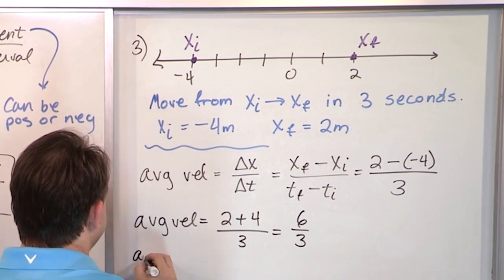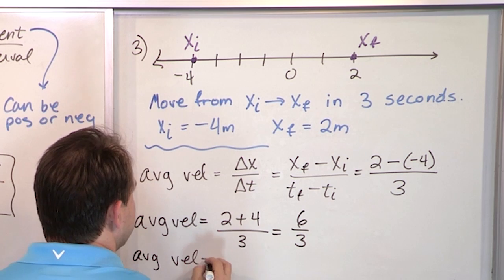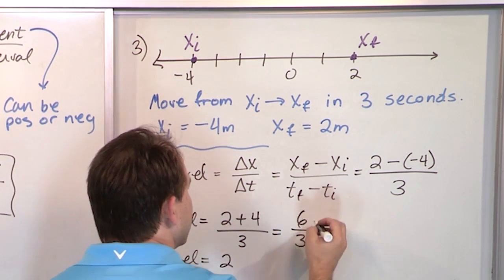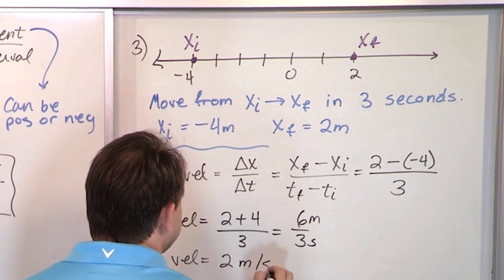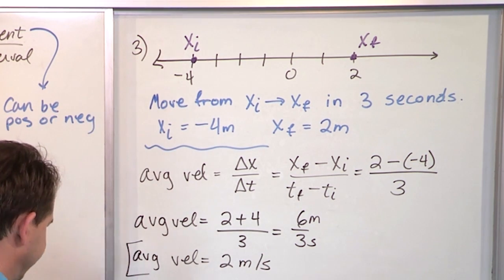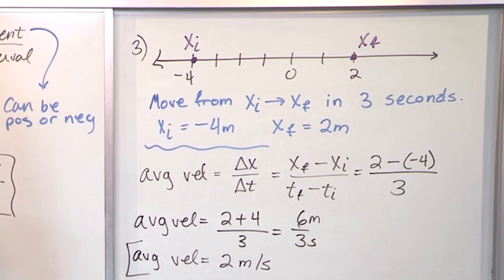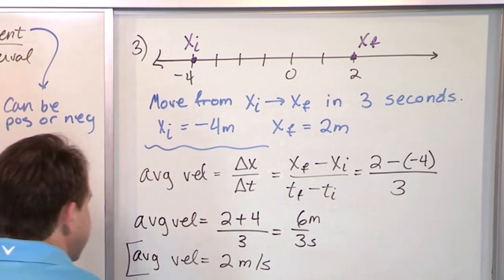So what do you have? Average velocity is 2. And what are the units? Well, it was 6 meters that I traveled in 3 seconds. So it's meters per second. And I circle that as my answer. Average velocity is 2 meters per second. And then I say, okay, great.